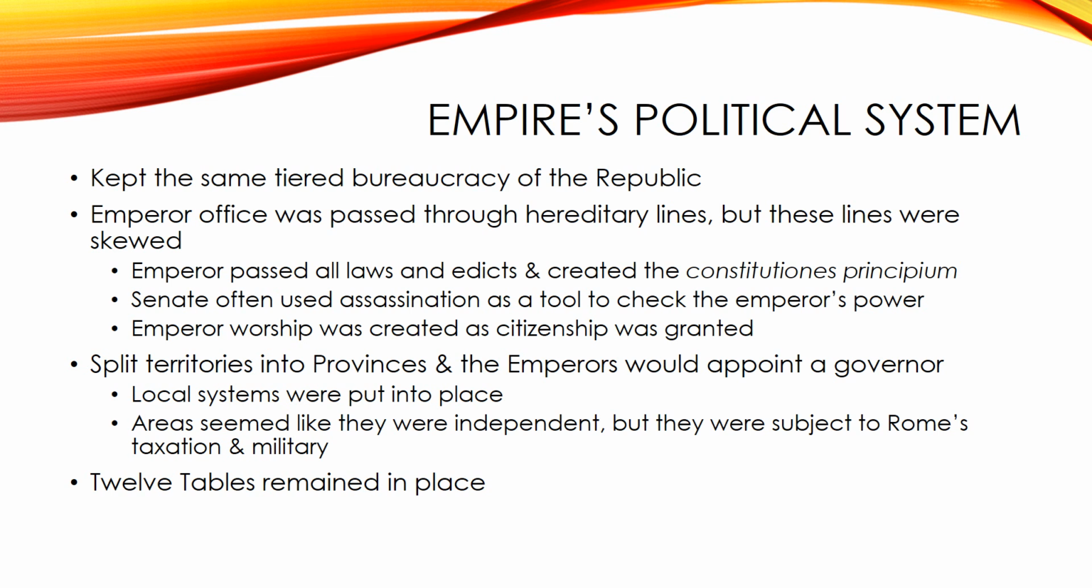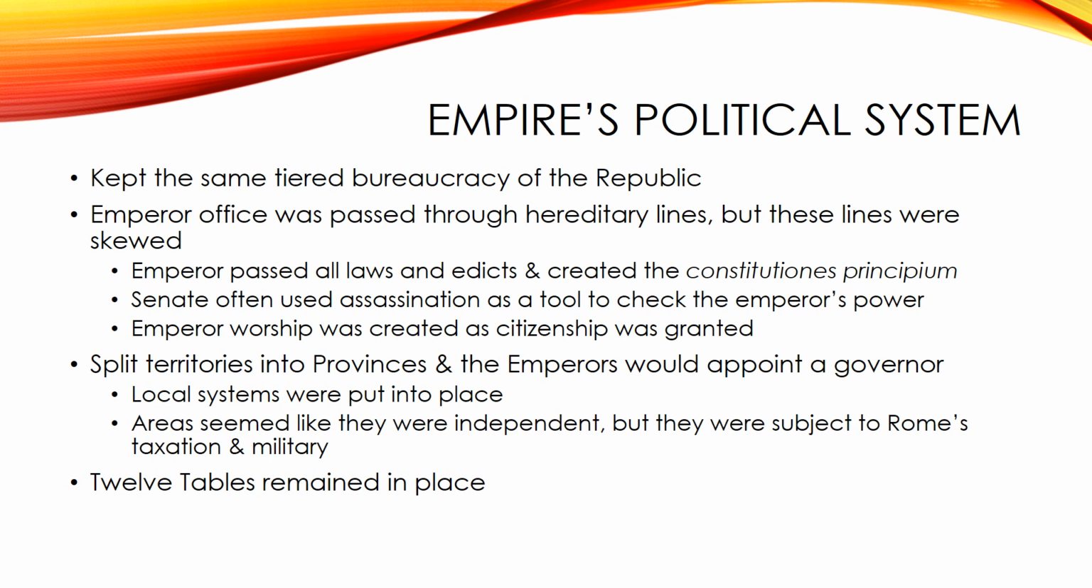One of the things that Augustus is going to do is to split the territories into provinces, and the emperors would appoint a governor for each one of those provinces, and then the local systems were put into place for each of those different provinces. And so again, we're just re-emphasizing that tiered bureaucracy that was already in place, and as they expanded, they would extend governorships. The emperor would handpick the governors, and so there was a nepotism there in regards to who the emperor would put in place where.